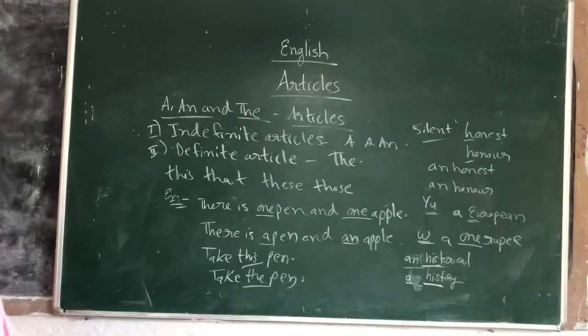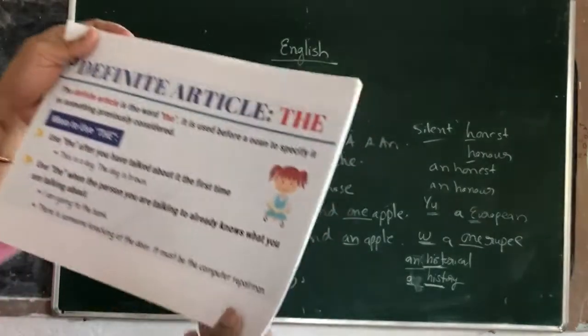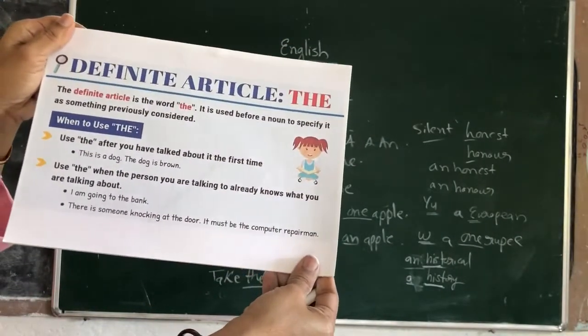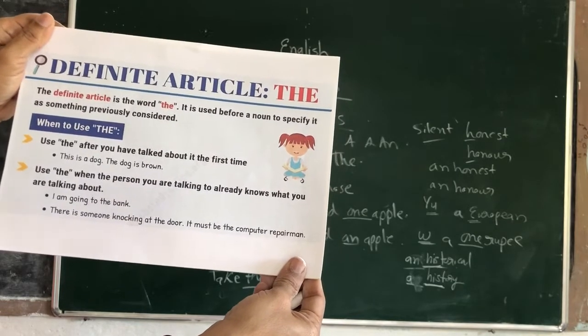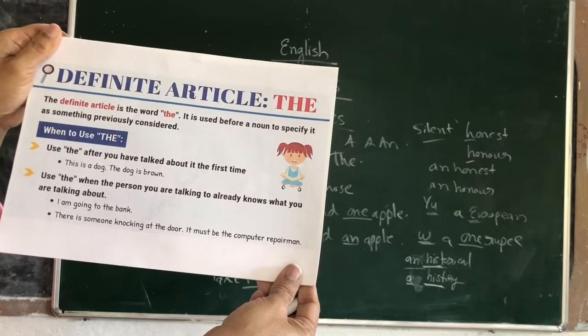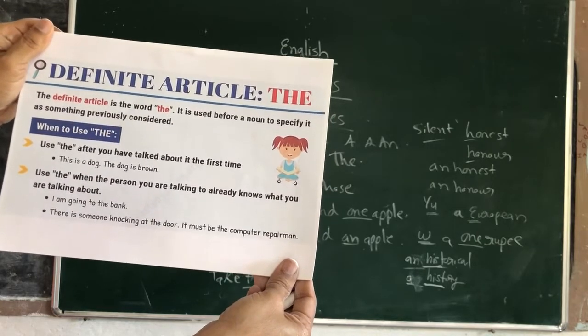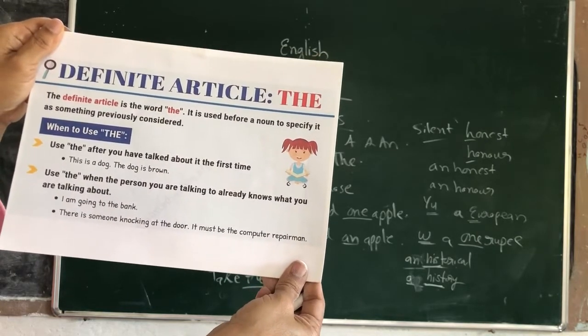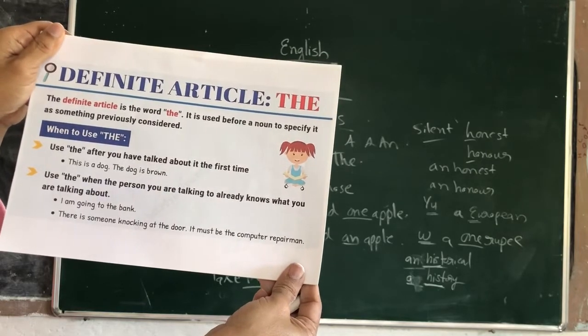See, this is about indefinite articles. Now, particularly speaking about the definite article, the definite article is the word "the". It is used before a noun to specify it as something previously considered. When to use "the"? Use "the" after you have talked about it the first time. This is a dog. The dog is brown.